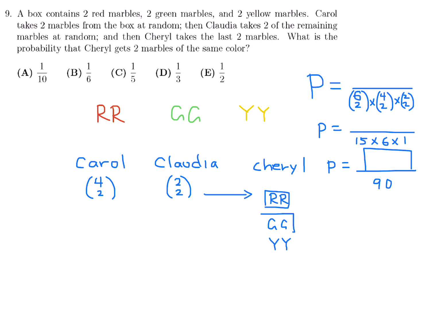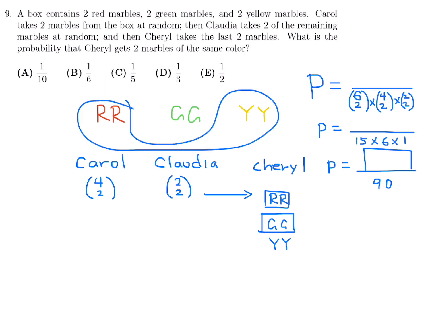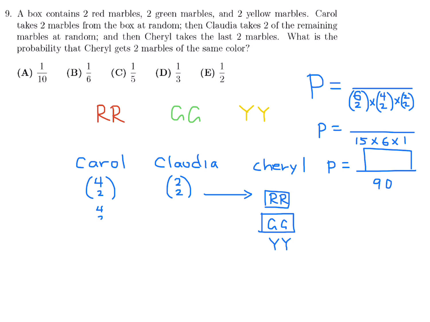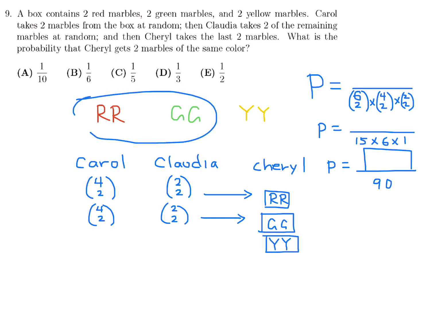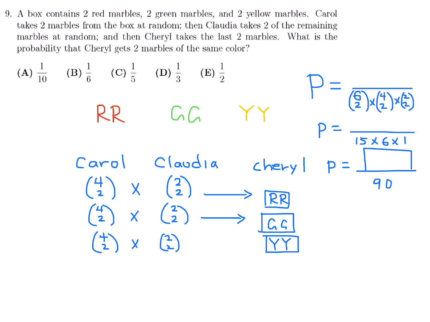If we want Cheryl to end up with 2 G's, that means from these 4, we are going to choose 2 for Carol, and then 2 from the remaining 2 for Claudia. And then we end up with 2 G's. And then if we want 2 Y's, from these 4, we choose 2 for Carol, and then Claudia will choose 2 from the remaining 2. And then, of course, these have to be multiplied to give you the number of possibilities, arrangements.